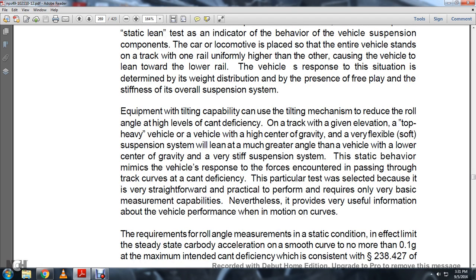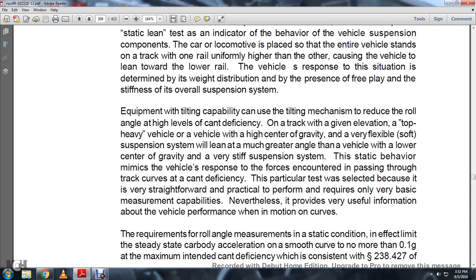Equipment with tilting capability can use the tilting mechanism to reduce the rolling angle of the car on the track given the cant deficiency. Given the elevation, a top-heavy vehicle with a high center of gravity and a very flexible, soft suspension will lean at a greater angle than a vehicle with a lower center of gravity and a stiffer suspension system.